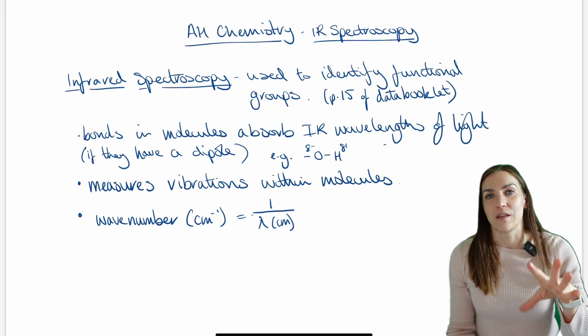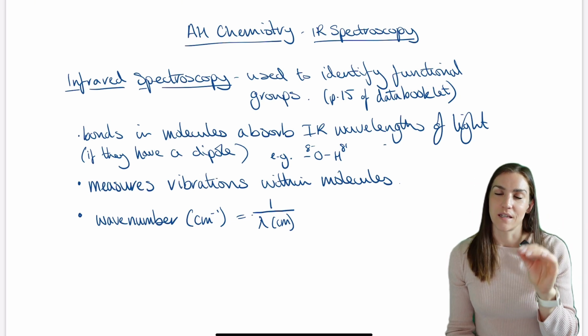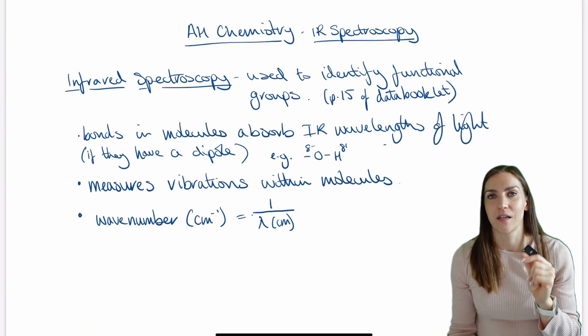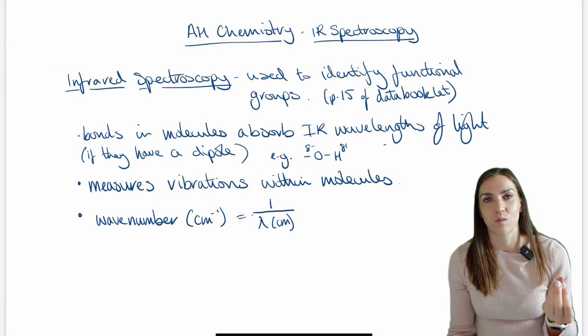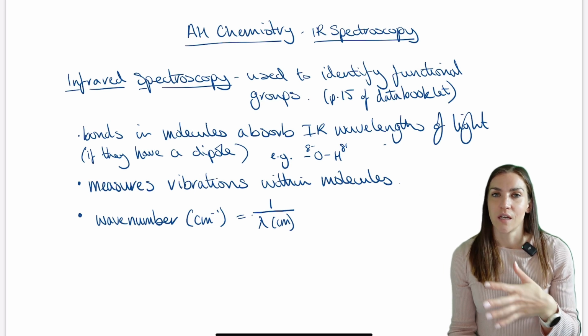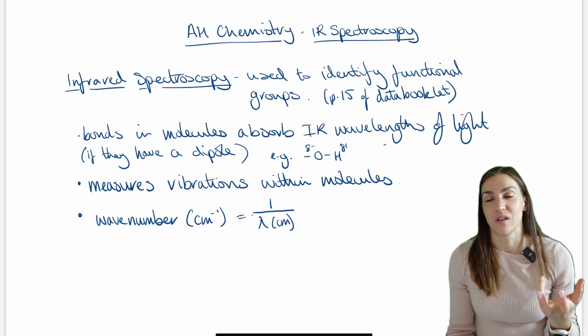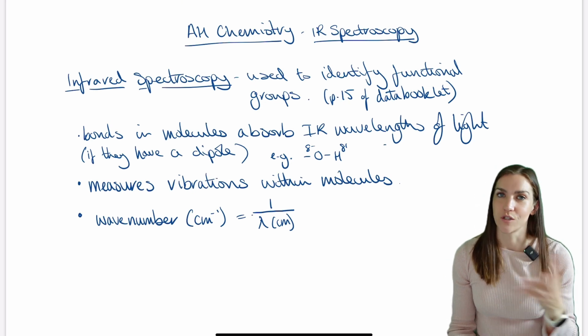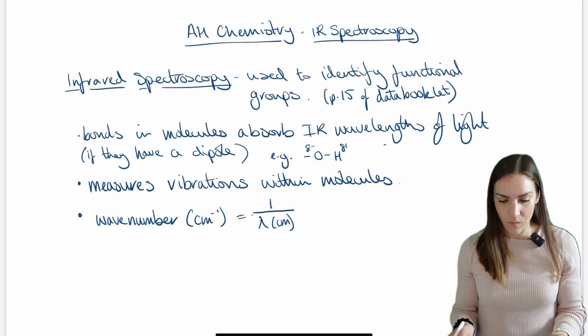When we get the spectra out, and I'll show you some in a second, along the bottom axis, the x-axis, we have wave number. That's per centimetre, and the wave number is calculated as 1 divided by the wavelength of light in the infrared region that's absorbed, but that wavelength is given in centimetres for this equation, which is why your wave number comes out as per centimetre.